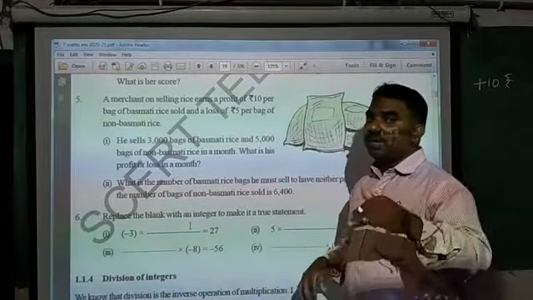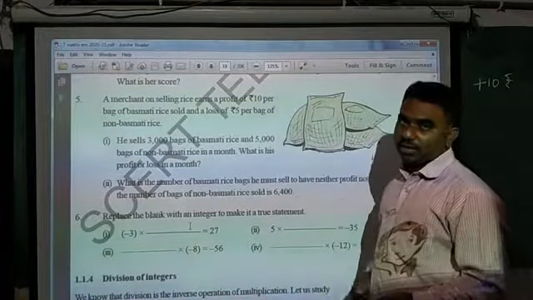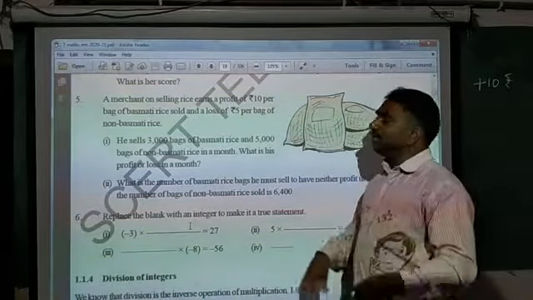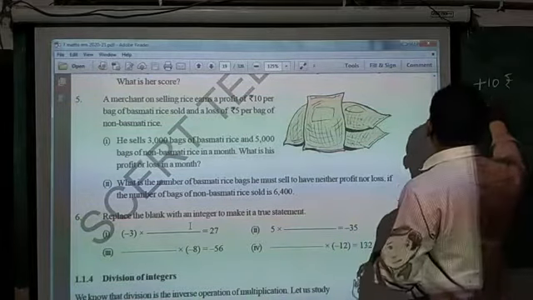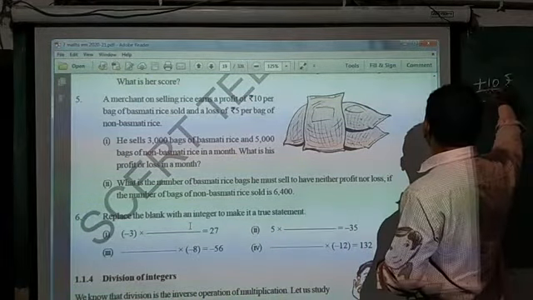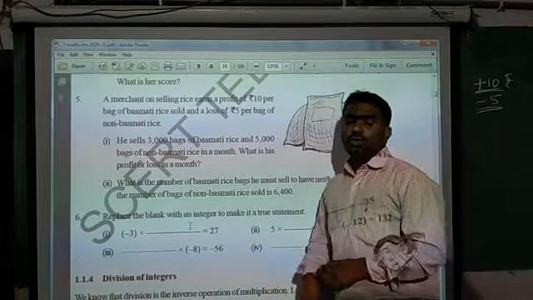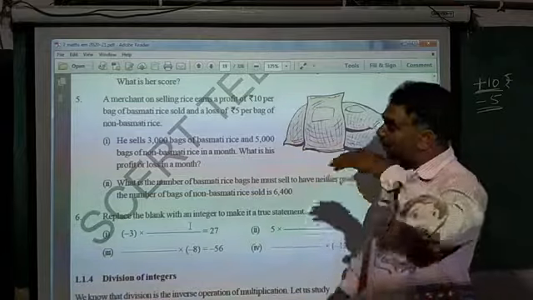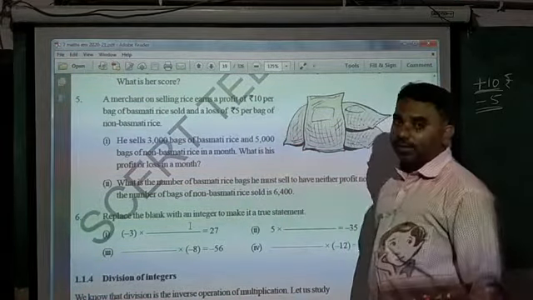When he is selling basmati rice bag, he is getting 10 rupees profit. That's why plus 10. When he is selling non-basmati rice bag, then he is getting 5 rupees loss. 5 rupees loss means what? Minus 5. Profit we will denote with positive, loss we will denote with negative. Profit means plus 10, loss means minus 5. Then there are two questions here. We need to answer that.